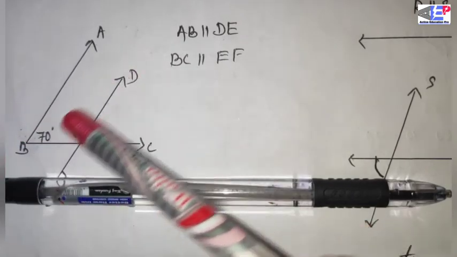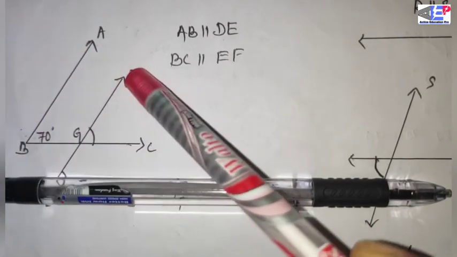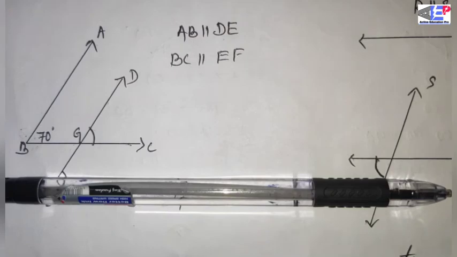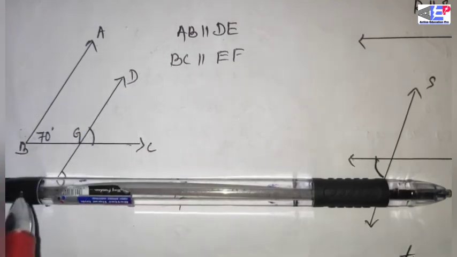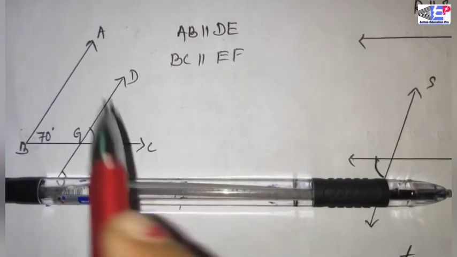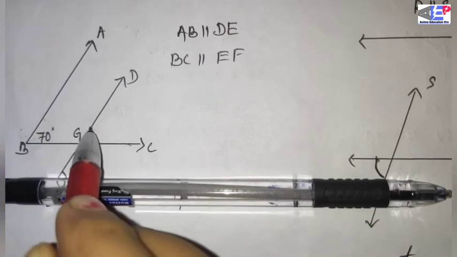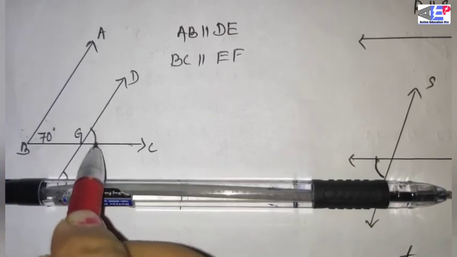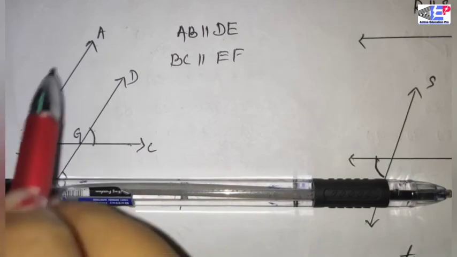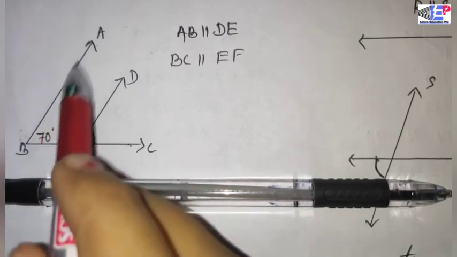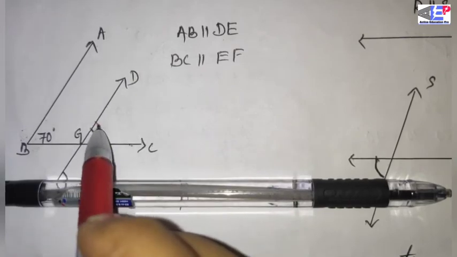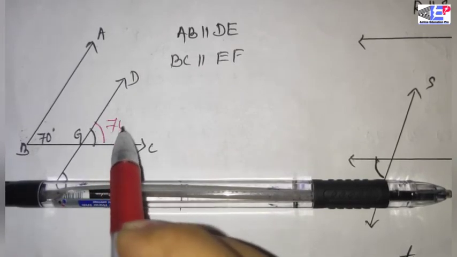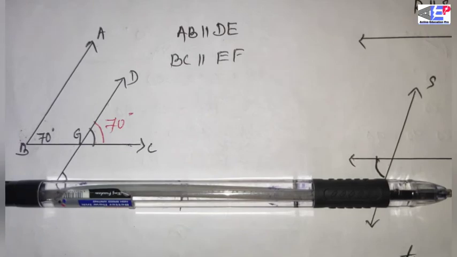AB is parallel to DE. This line is parallel with this line. So BC is a transversal. Now BC is a transversal, AB is parallel to line DE, and this is a transversal line. So this angle is equal to this angle because of corresponding angles. This angle DGC corresponds to angle ABC because AB is parallel to DE and BC is a transversal line. So this angle will be equal to 70 degrees, the same as angle ABC. So this angle is 70 degrees.